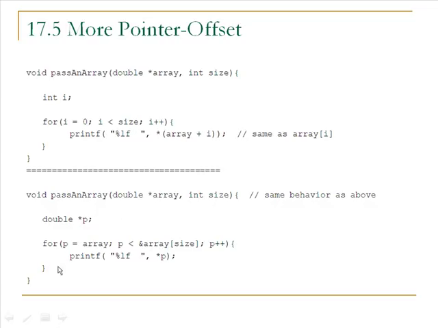Here's a slightly different way of doing it. We can make a for loop using, instead of a control variable that's an int, a control variable that is a pointer. So what's in P? It starts out as the address of the zeroth element, and it continues for as long as P is less than the address of the last element, and increment P. So this is the pointer arithmetic. In this example, we increment the pointer as part of the for loop, and then inside the loop we can print out what's pointed at by P.